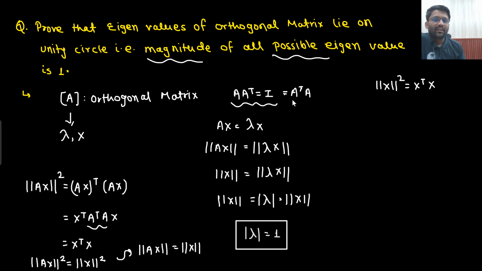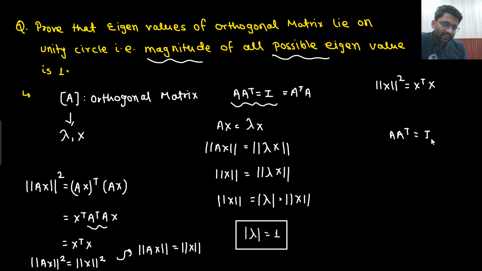Okay, what does that mean? The eigenvalues of an orthogonal matrix lie on the unit circle. This is the equation of a unit circle. You will understand when we study calculus that this is the equation of a unit circle. Or you can say that the magnitude of all possible eigenvalues will be 1 for an orthogonal matrix. Understandable?